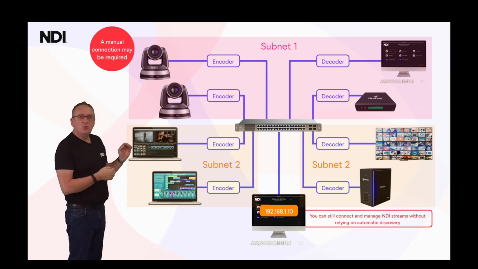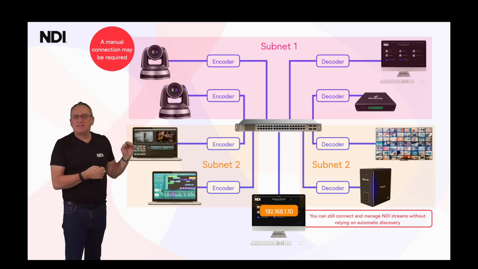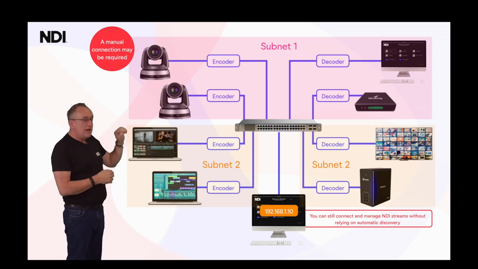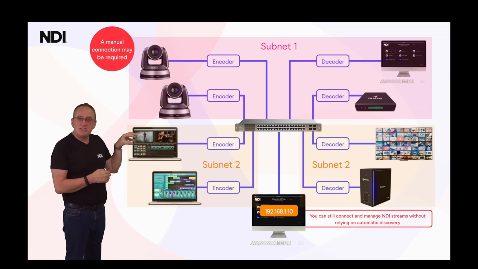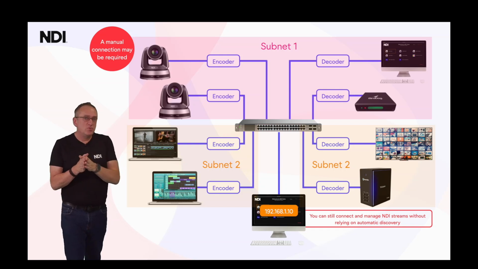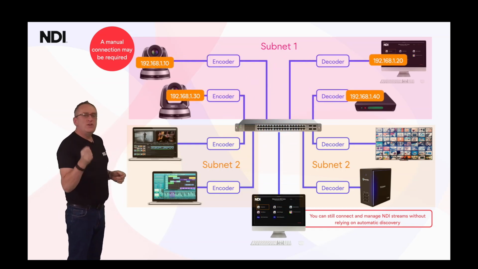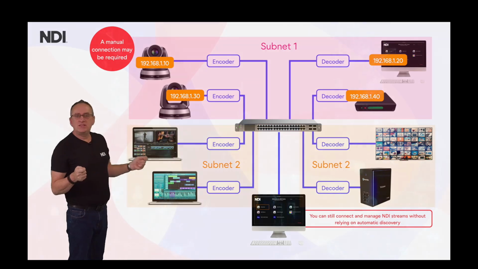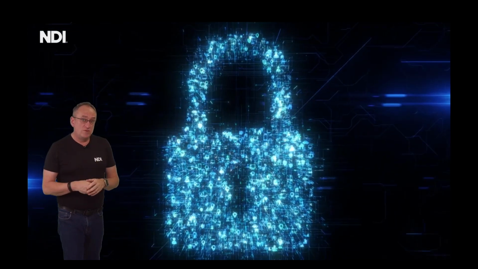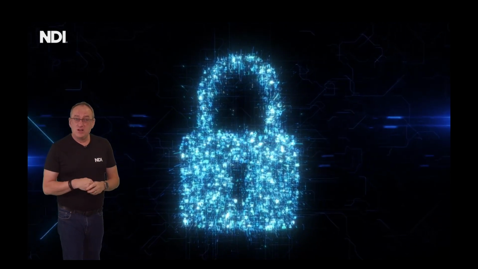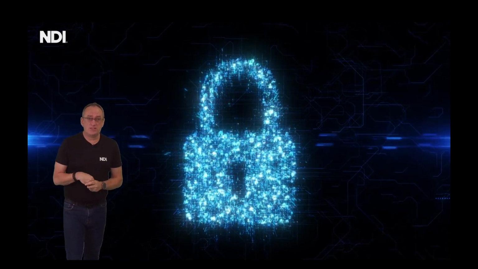To set up a manual connection, the NDI Access Manager allows you to input the IP addresses of the sender devices, ensuring that the receiving device can access the stream directly. And this feature is really useful in installations when network security policies restrict multicast traffic or where devices are spread across different network segments.